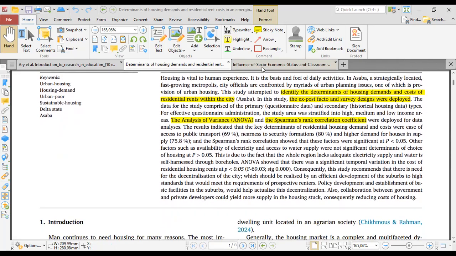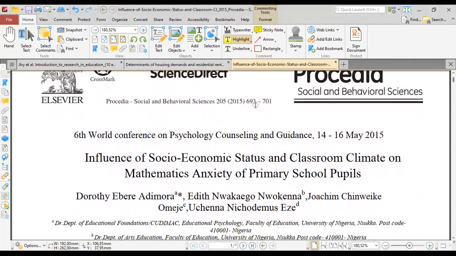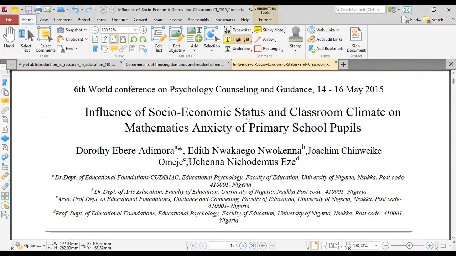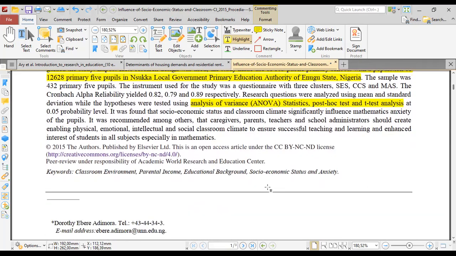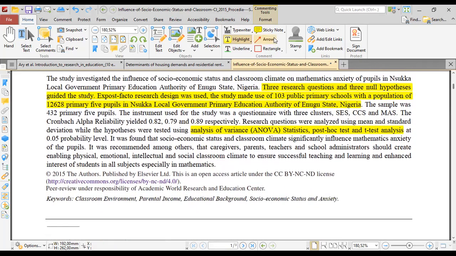And the second article, I got it from a proceeding, 2015: influence of socio-economic status and classroom climate on mathematics anxiety of primary school pupils. So there are three variables here: socio-economic status, classroom climate, and mathematics anxiety. So there are three research questions, and three null hypotheses, and then ex post facto is the design used, and the sample is 103 public primary schools, with a population of 12,628 primary pupils. And the technique of analysis uses ANOVA. And then the questionnaire used cluster sampling, and there are around three questionnaires used in that article.